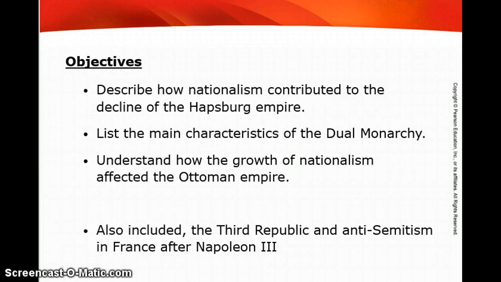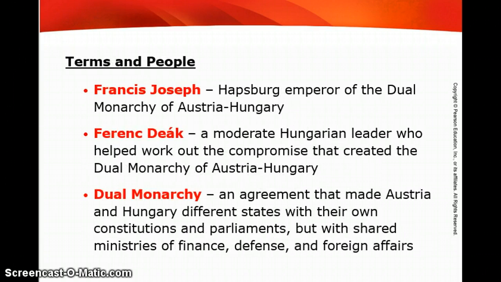List the main characteristics of the dual monarchy, that will be Austria-Hungary, and understand how the growth of nationalism affected the Ottoman Empire. Also included is the Third Republic and anti-Semitism in France after Napoleon III. Please look at the terms and people.